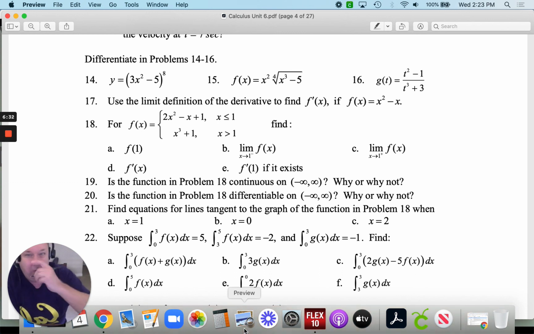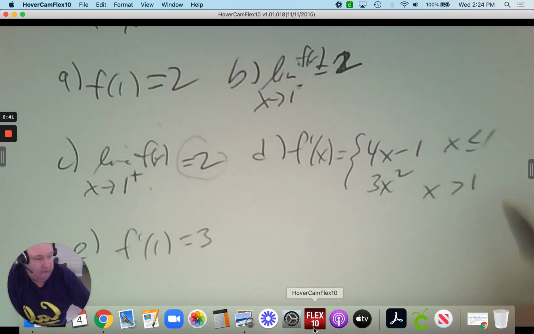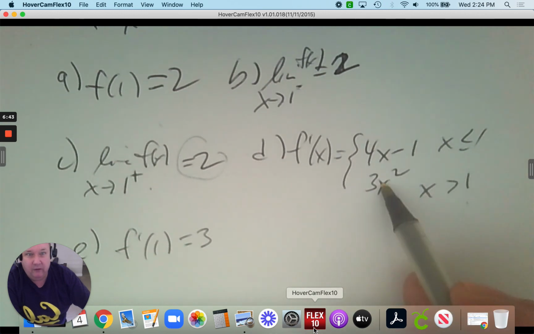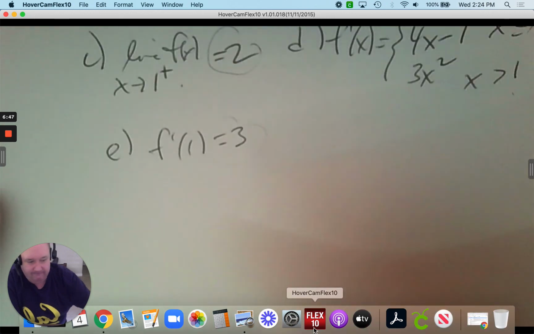So if you plug in 1 on the top and 1 on the bottom for the derivative, you get 3 for both. So here's the derivative. Plug 1 into the top, 1 into the bottom, you get the same answer. So the derivative exists and it's 3. 19.